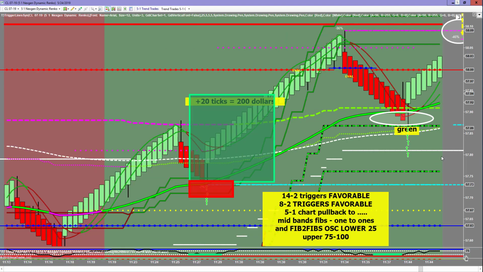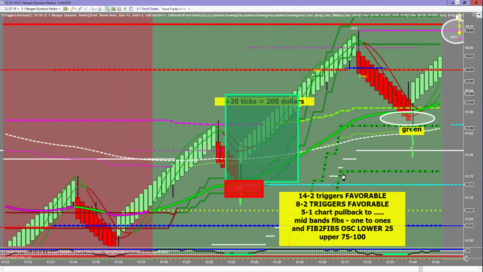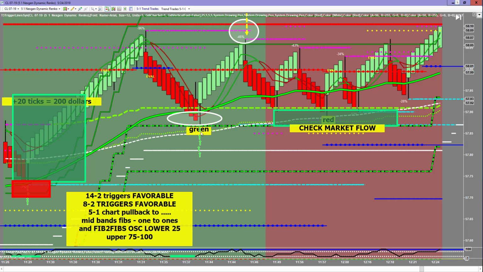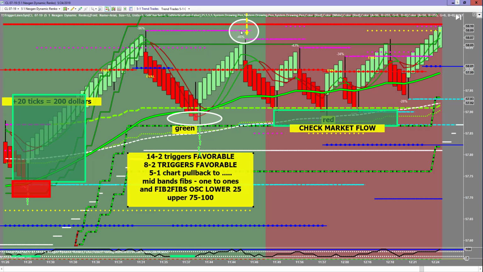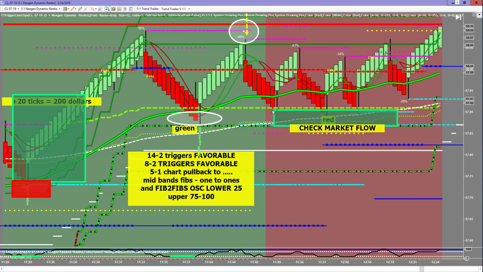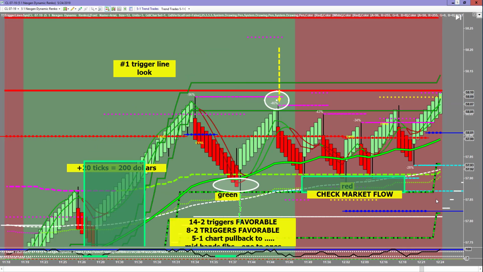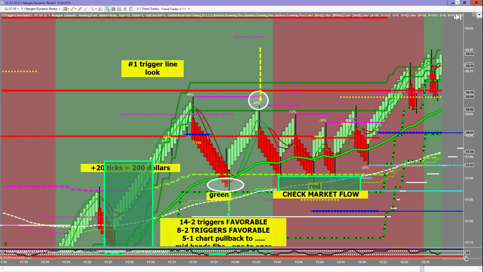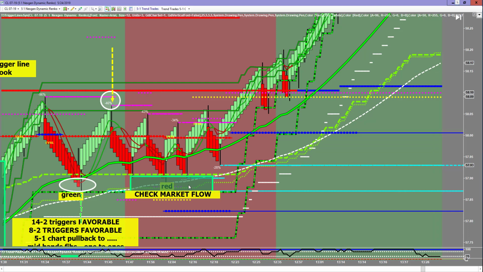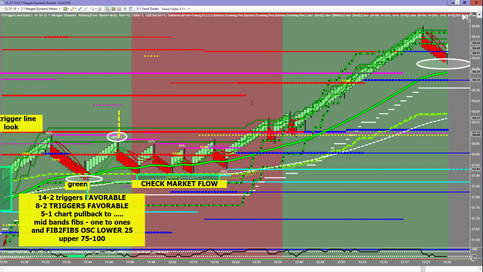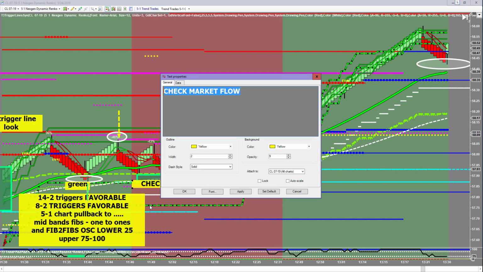Okay, so let's just go forward now. I know we've set this up enough, and again, it's green background, mid bands, fibs, everything favorable. That's our trade. We'll get out if we have divergence. And if it's red and we have a circle, we'll go back and check the market flow later, okay? And we'll just write it on there. So again, here, let me copy paste this real quick.